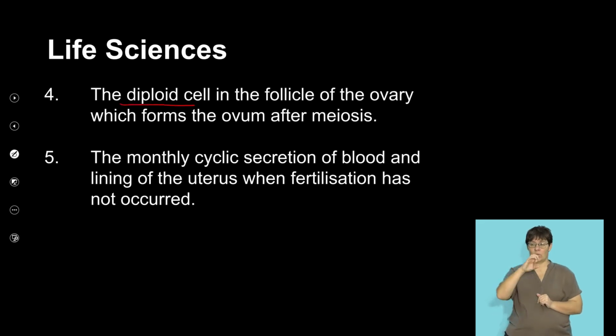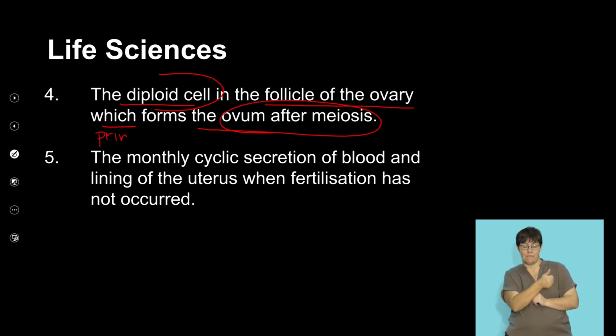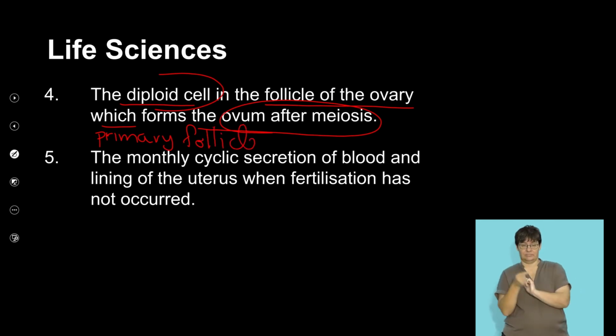The diploid cell in the follicle of the ovary, which forms the ovum after meiosis. So again, the diploid cell in the follicle of the ovary. So this would be pointing to the primary follicle, and that is what develops and will become what we refer to as the ovum, or release an ovum around ovulation. Question number 5.